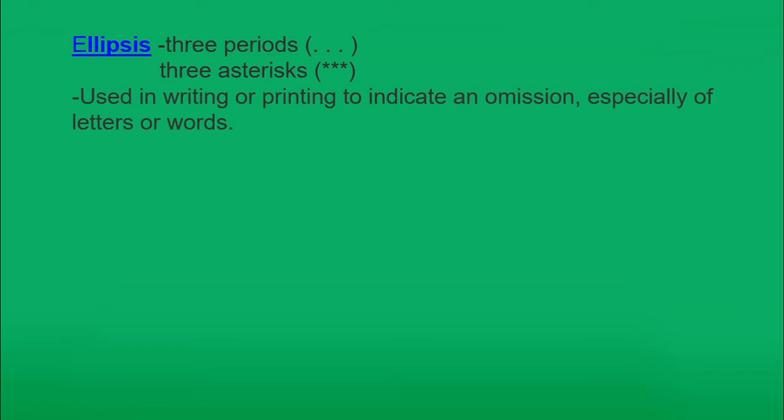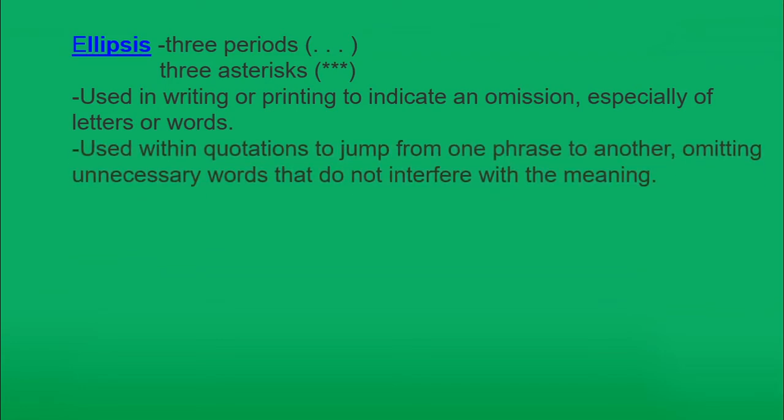The ellipsis is used in writing or printing to indicate an omission, especially of letters or words. Ellipses are frequently used within quotations to jump from one phrase to another, omitting unnecessary words that do not interfere with the meaning.